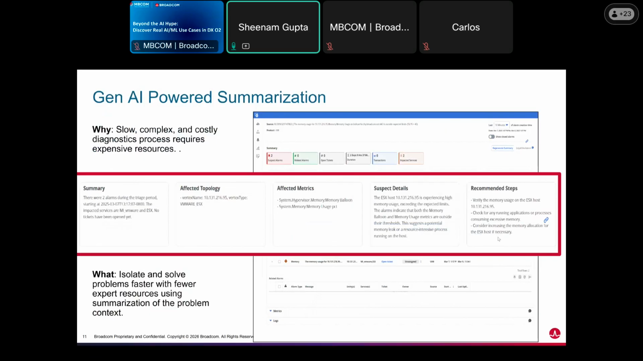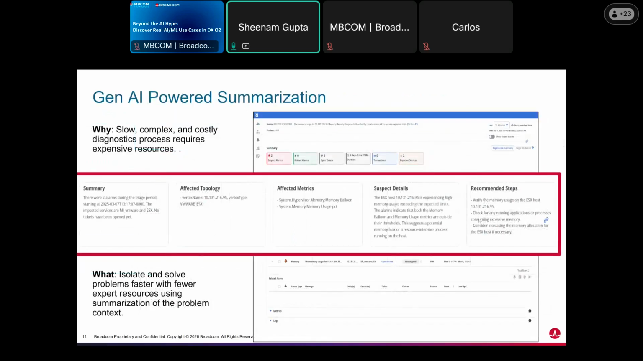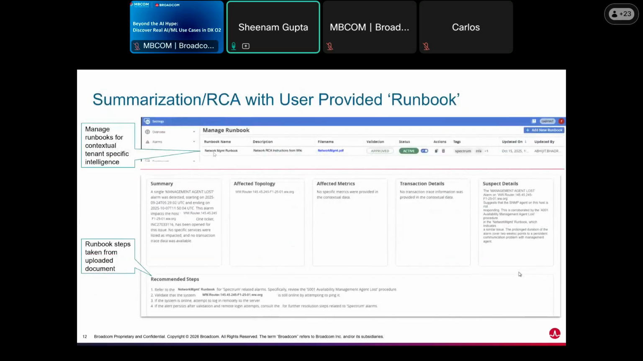And the beautiful part is, if we get a customer to embed their runbook, to bring their runbook into the DXO2 framework, it basically uses that runbook information and brings it into the recommended steps, right? So two steps: we are talking about getting the recommendations using Gen AI, and we are also talking about influencing these recommendations using the enterprise's own runbook, and this is very powerful.